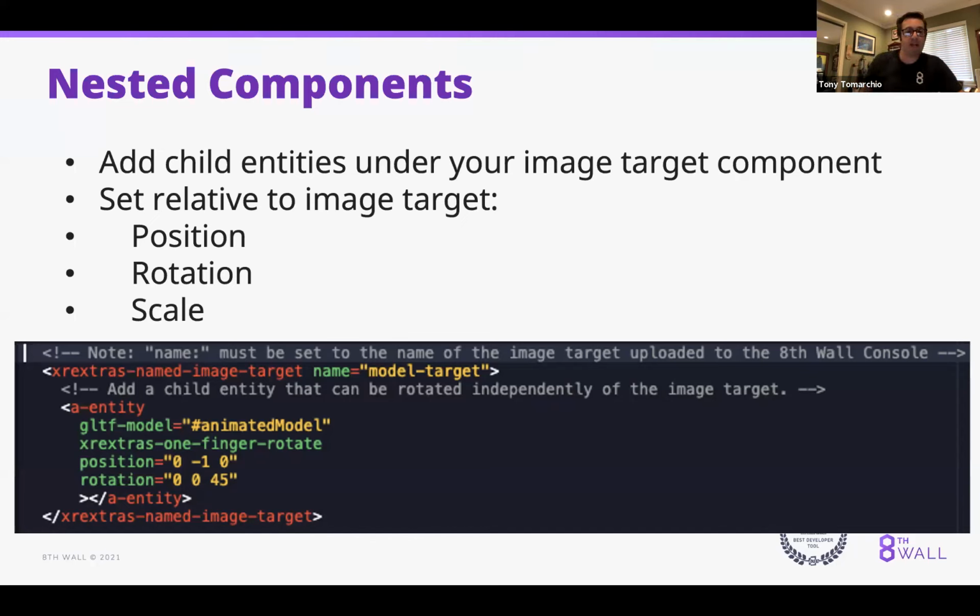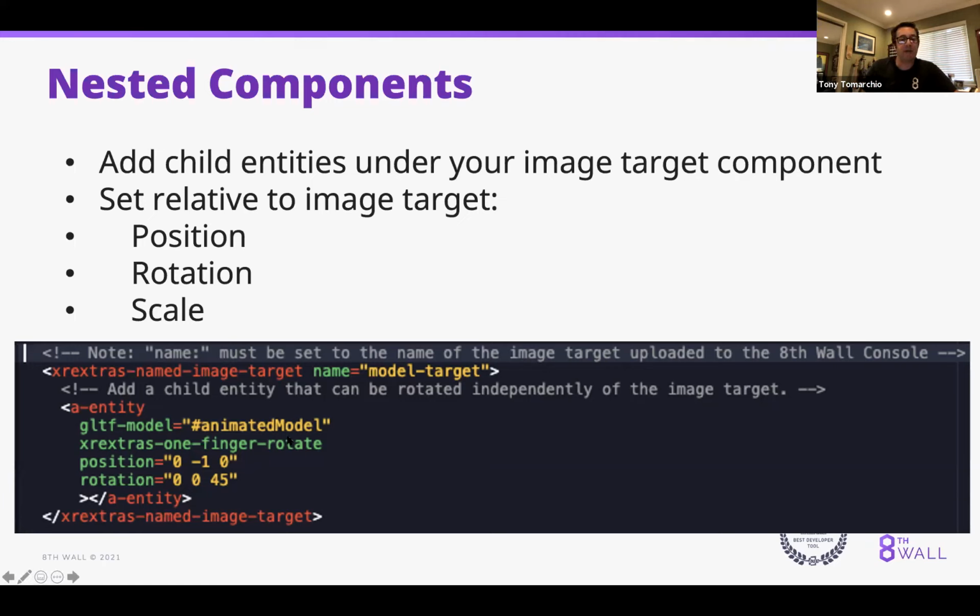So here we have an example of that. You can see a little code snippet where I have this XRExtras named image target, tracking my image called model-target. Underneath it, we have this animated model, and I've moved it down a little bit, so it's going to be slightly below the image target. Just for illustrative purposes, we're rotating it a little bit. So the image target will be right side up, but the asset will be rotated, for example.